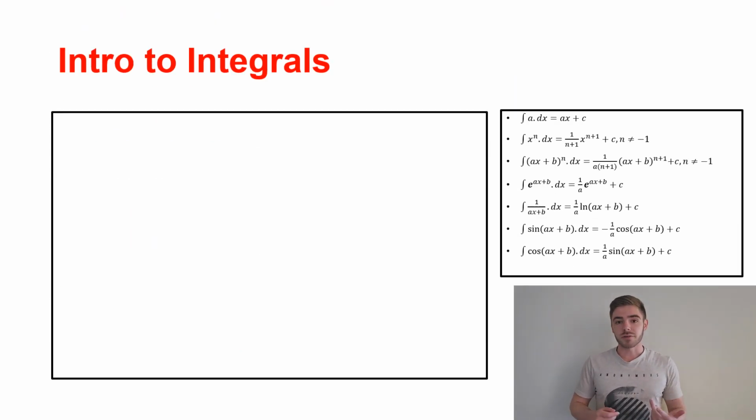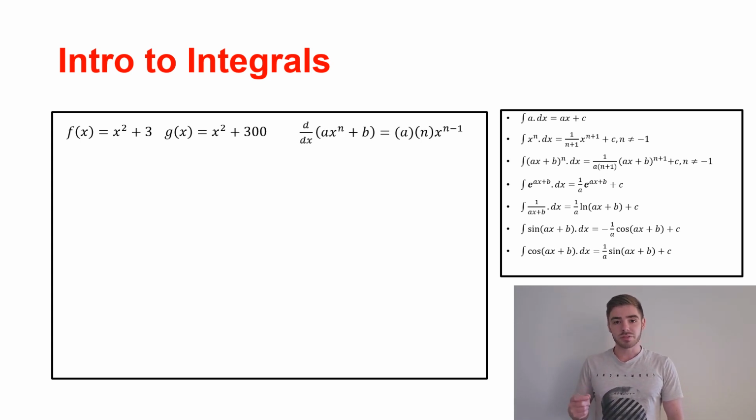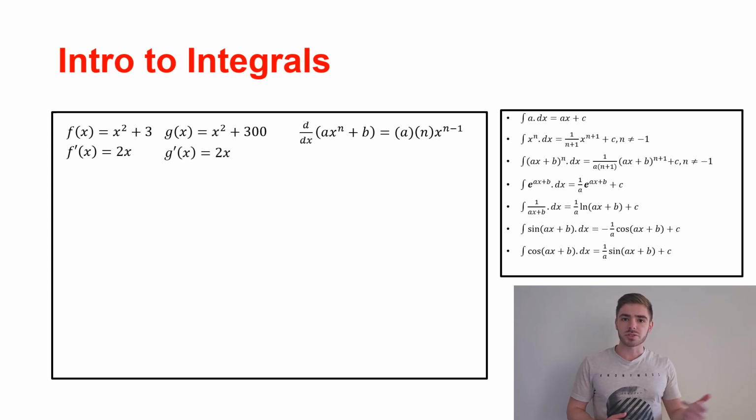Let's suppose we have two functions, f of x equals x squared plus 3 and g of x equals x squared plus 300. If we want to take the derivative of f of x using the table of known derivatives, then the derivative is going to be f dash of x equals 2x. If we then want to take the derivative of g of x, then we'll also find that its derivative is 2x. Even though we have two different functions, they have the same derivative.